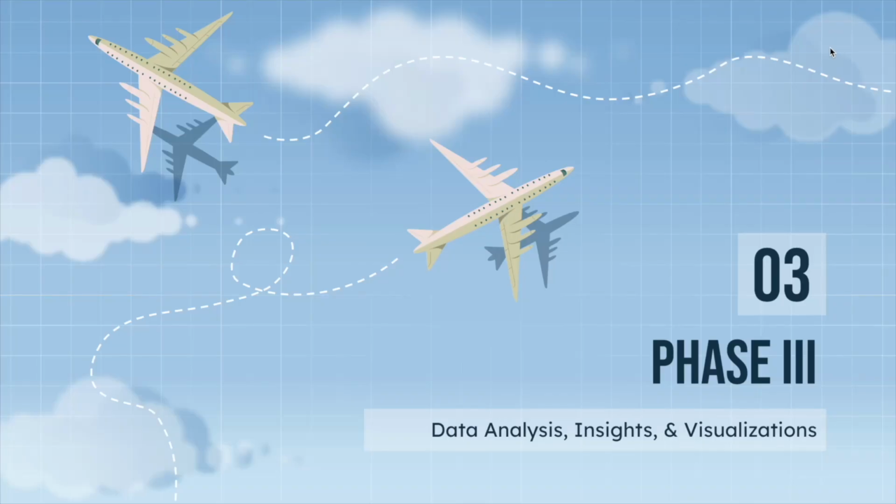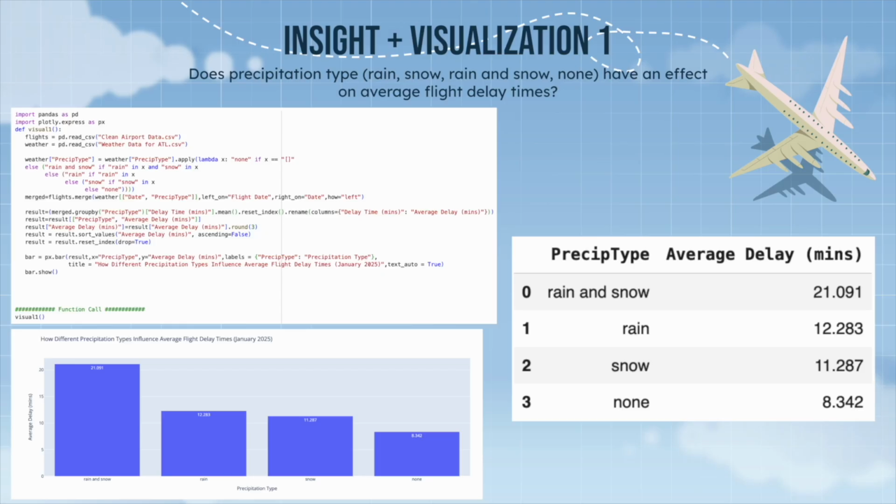So now moving on to phase 3. Our first insight addressed the question, does precipitation type, whether rain and snow combined, or no precipitation, have an effect on average flight delay times? To answer this, we imported our cleaned airport data and weather data CSVs, and then categorized the precipitation into 4 distinct types and merged the datasets based on flight dates.